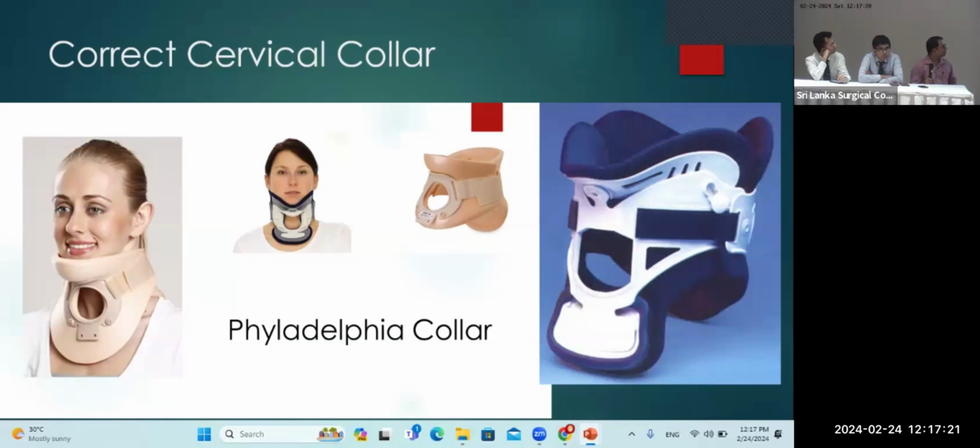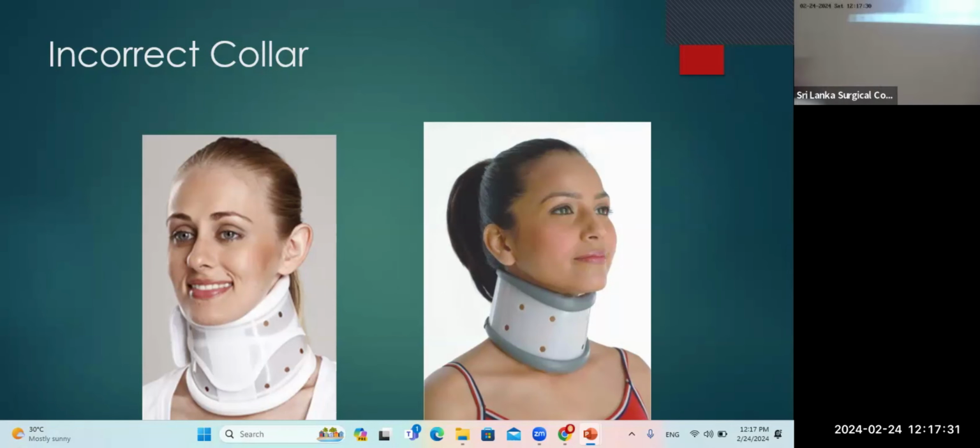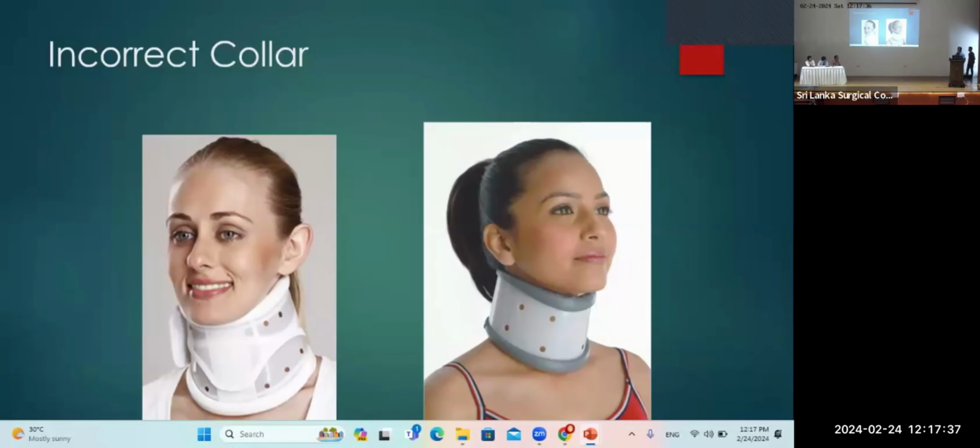Most of the time, these are the collars that we have in our wards. It is the incorrect collar. It limits only lateral movement, rotatory movement is not supported, and again the chin is not supported. So it's unsafe. You may say, okay, we have applied the collar, but this is useless. Try not to use that.